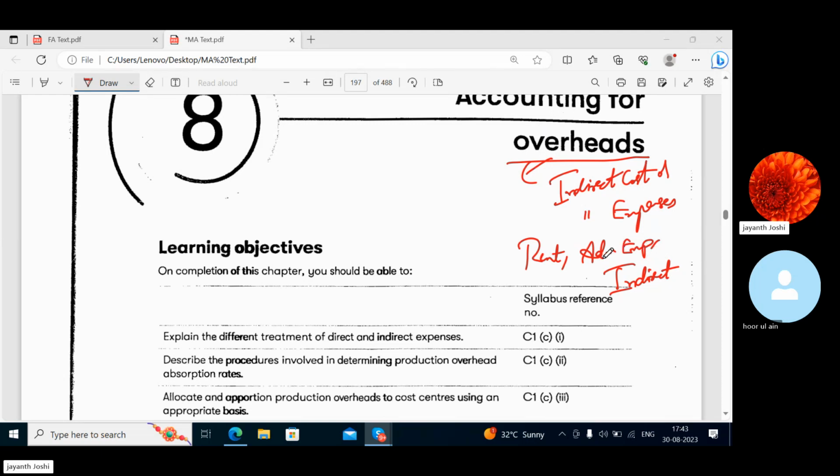So, indirect factory expenses like factory rent. Okay. So these are the examples of overheads.